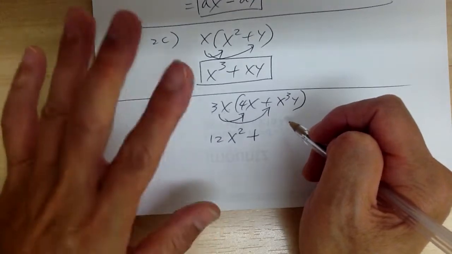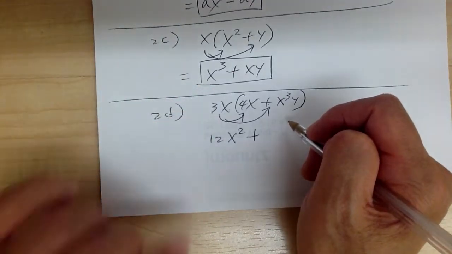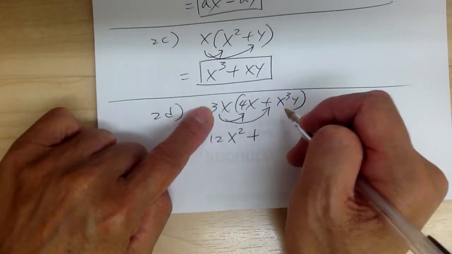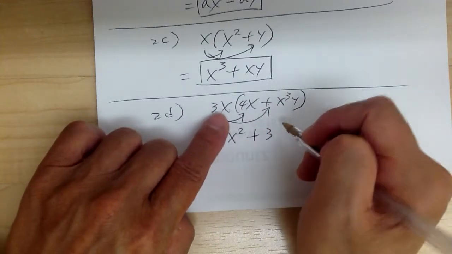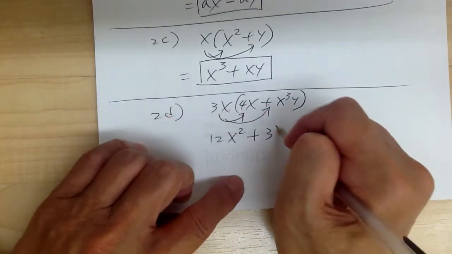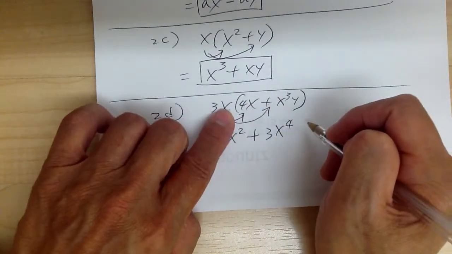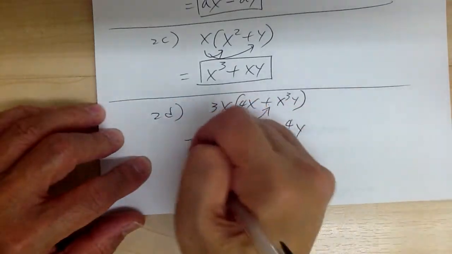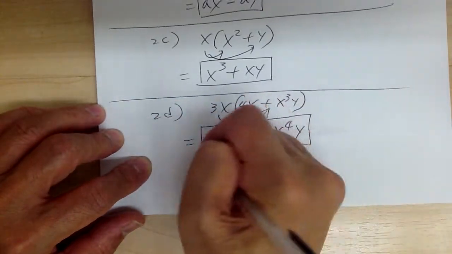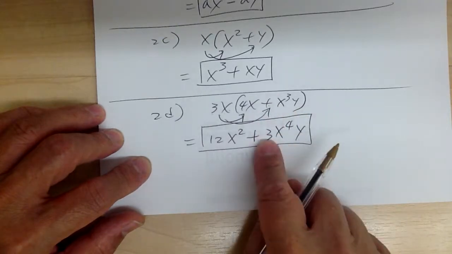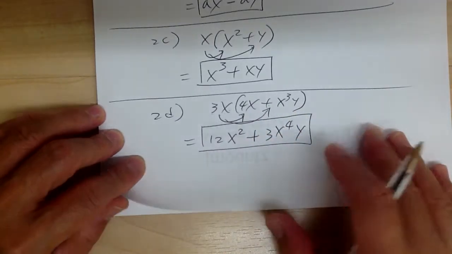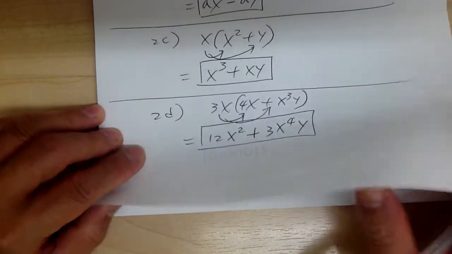Again, when there's a lot of parts, what you do is focus on the sign, then the number. 3 times 1 is 3, then go down the alphabet, x1, x3, so you get x to the 4. Over here, there's no y, so you just have 1y. Okay. So again, when you multiply, do the sign, then the number, then the alphabet, and later on you're going to do the groups.